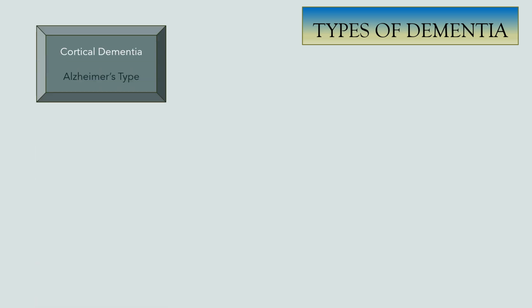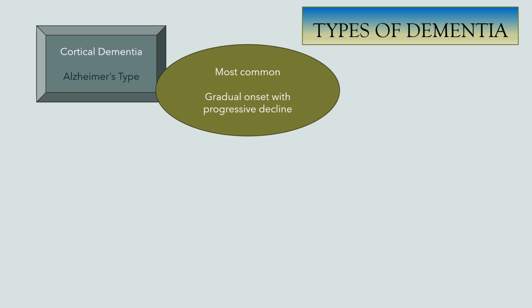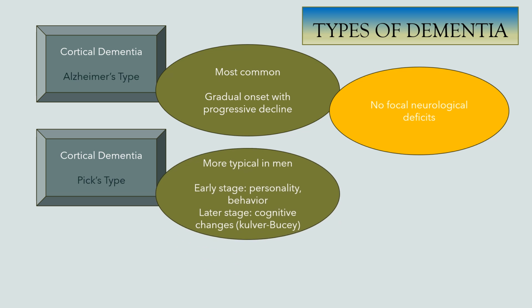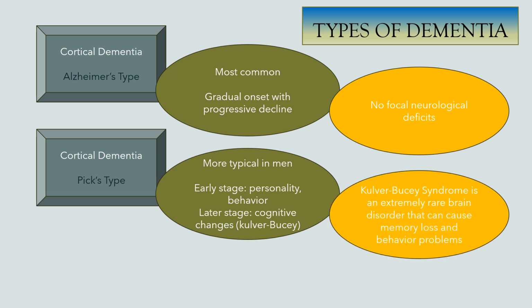Alzheimer's type is a cortical dementia, most common. It has a gradual onset with progressive decline, no focal neurological deficits. Pick's type is a cortical dementia, more typical in men, early stage personality and behavior changes, later stage cognitive changes, Klüver-Bucy. Klüver-Bucy syndrome is an extremely rare brain disorder that can cause memory loss and behavior problems.